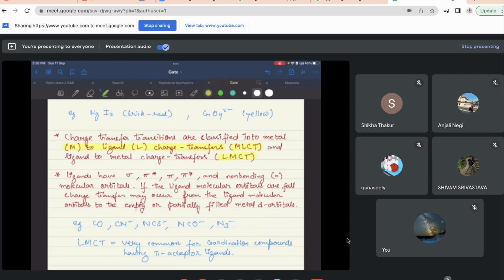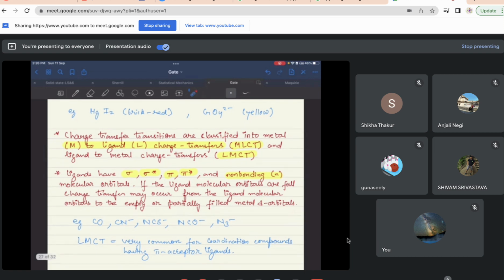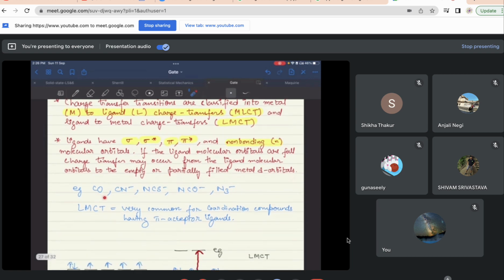So the ligand actually has sigma antibonding, pi antibonding type of orbitals, also non-bonding molecular orbitals. So if the ligand molecular orbitals are full, the charge transfer may occur. So the charge transfer may occur from the ligand molecular orbital to the empty or partially filled metal d orbital. And for some examples, I have given here. So LMCT is very common for coordination compounds having pi acceptor ligands.